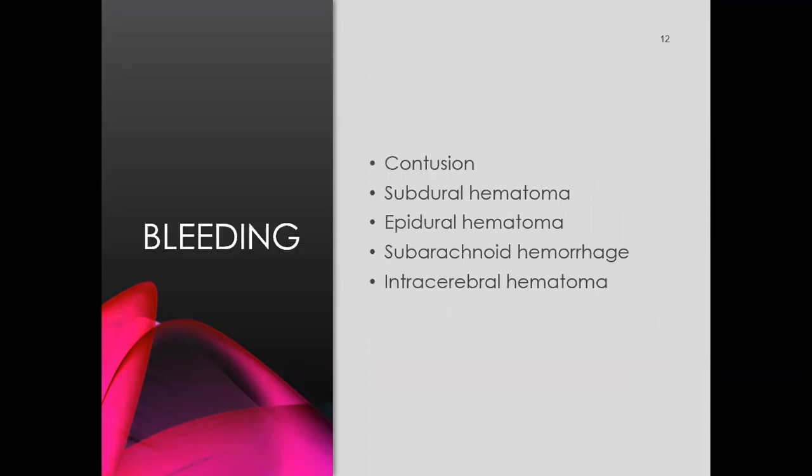Bleeding. Contusion can cause bleeding. A subdural hematoma, an epidural hematoma, a subarachnoid hemorrhage, and an intracerebral hematoma are all types of bleeding inside of the brain.